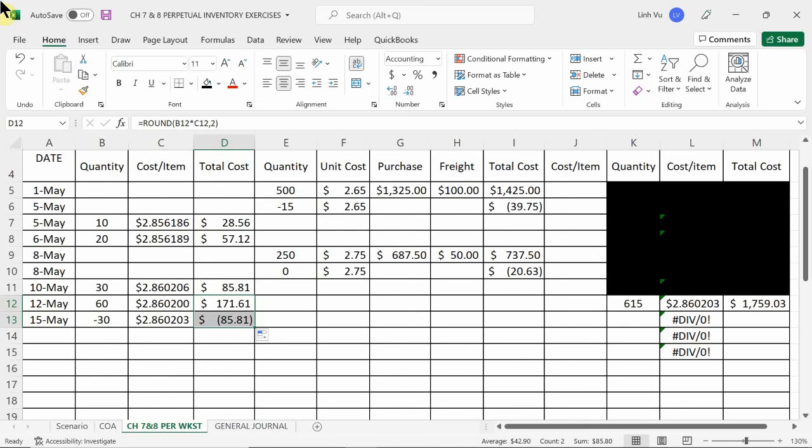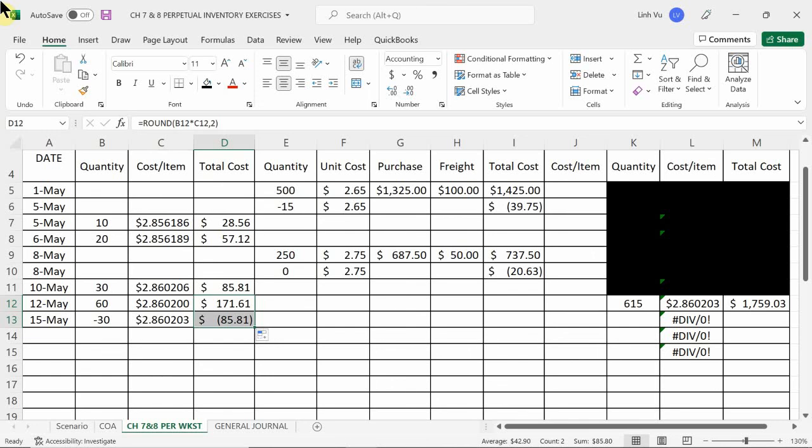Because what if that crate was empty? That's going to be for the next chapter 7 and 8 review for part 2. We're going to use LIFO and see what happens when we use LIFO.